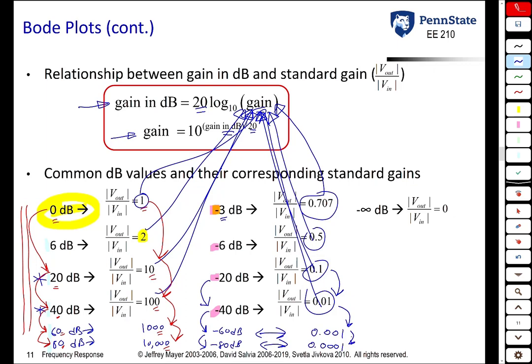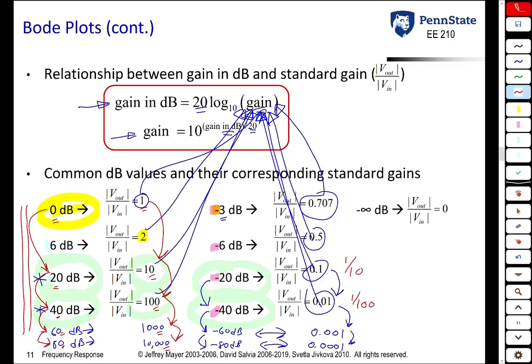The other thing that's interesting is to look at the relationship between the positive and negative dBs. Positive 20 dB is 10, negative 20 dB is 1/10. Positive 40 dB is 100, negative 40 dB is 1/100. So we see that inverses in regular gain are manifested as negatives in dB gain.